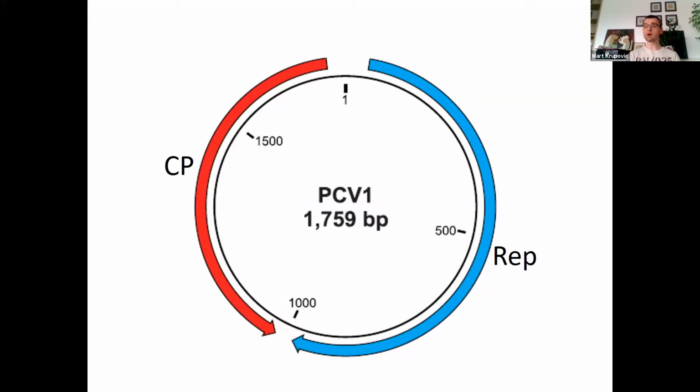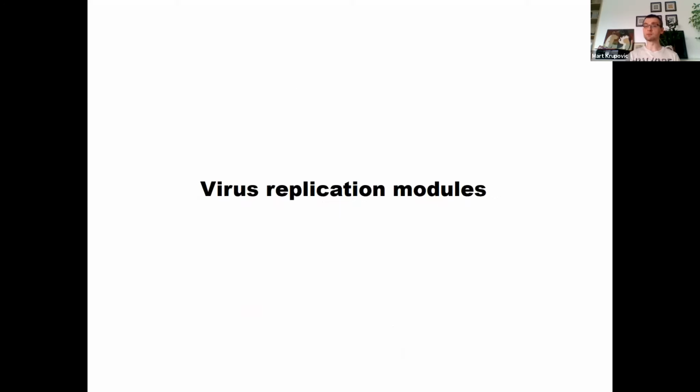So how do we go about understanding the origins? Well, the idea is pretty simple. If we are able to trace the origins of these different functional modules, perhaps we can understand where the viruses themselves come from. Okay, so let's start with the virus replication module.